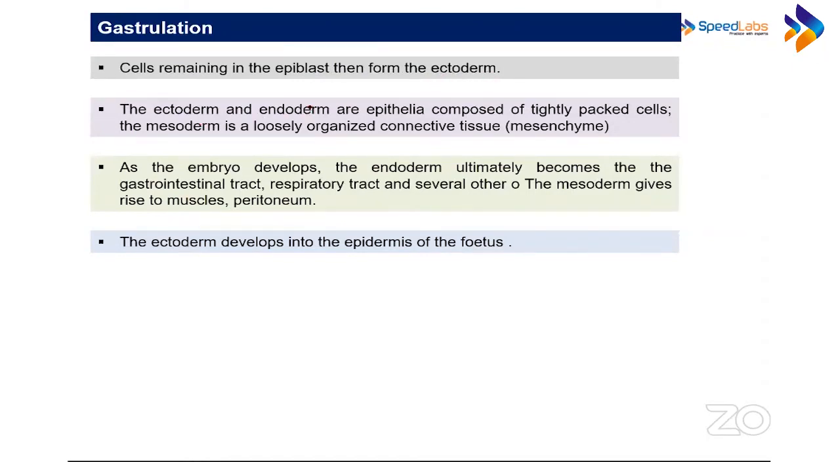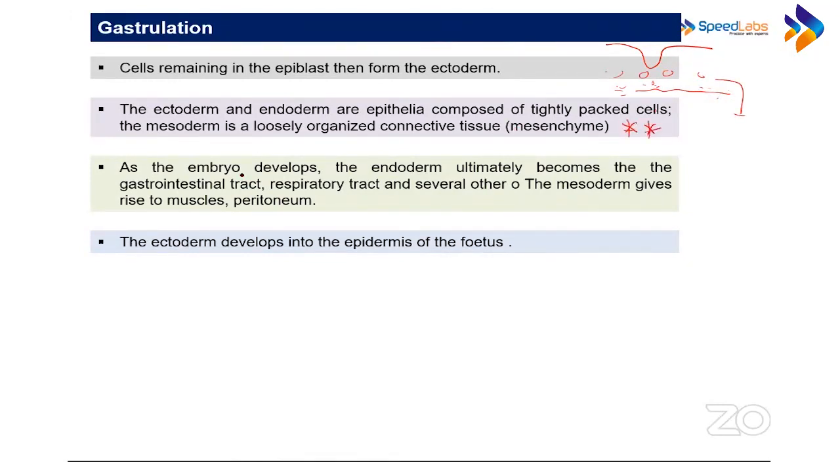So whatever cell is left behind, एक layer कट गई, that is invagination से layer which falls down is the endoderm. Again, what is left in between is mesoderm, and one which is left behind is ectoderm. The ectoderm and the endoderm are epithelia composed of tightly packed cells. And since the mesoderm is loosely organized, it is also called mesenchyme.